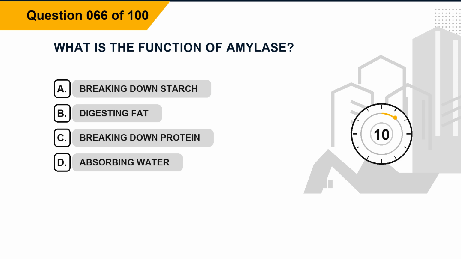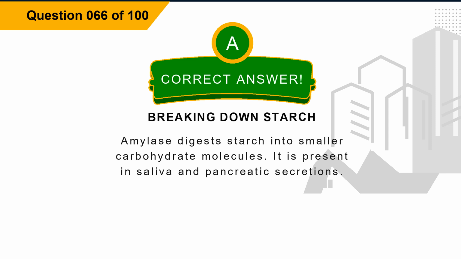Question 66. What is the function of amylase? Option A, breaking down starch. Option B, digesting fat. Option C, breaking down protein. Option D, absorbing water. The correct answer is option A, breaking down starch. Explanation: amylase digests starch into smaller carbohydrate molecules. It is present in saliva and pancreatic secretions.